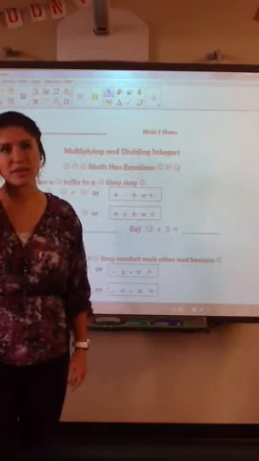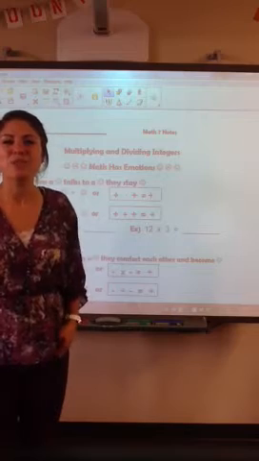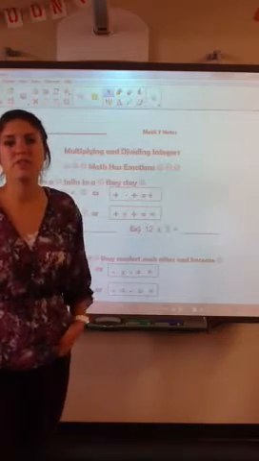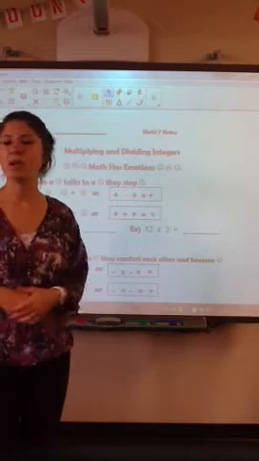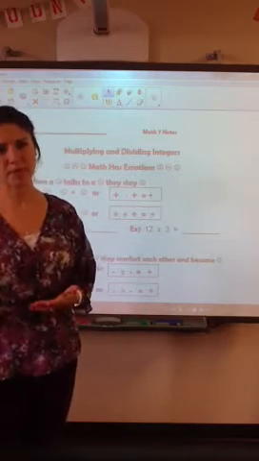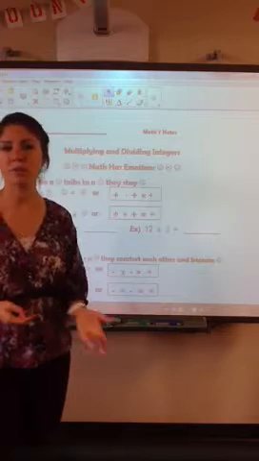Subtracting, we just learned yesterday. And when you're subtracting integers, most of you have learned the saying same, change, opposite. And really, we don't subtract, we add the opposite. So now we're going to move on to multiplying and dividing.